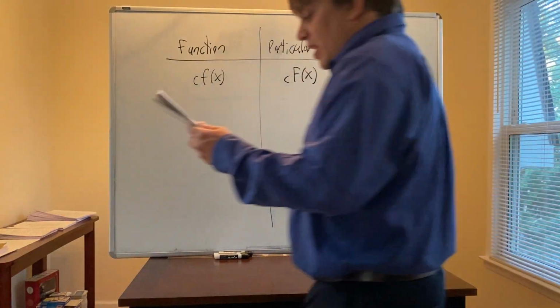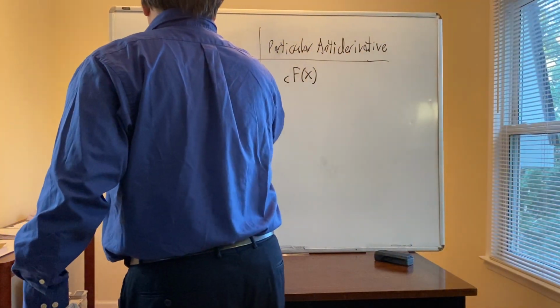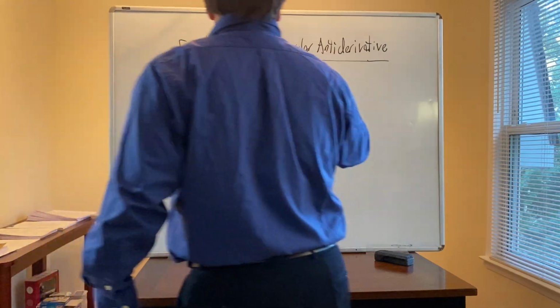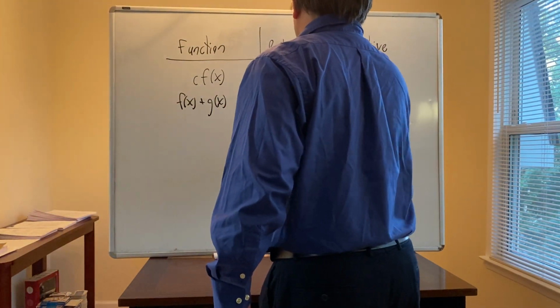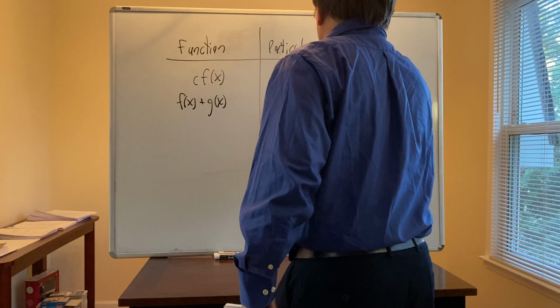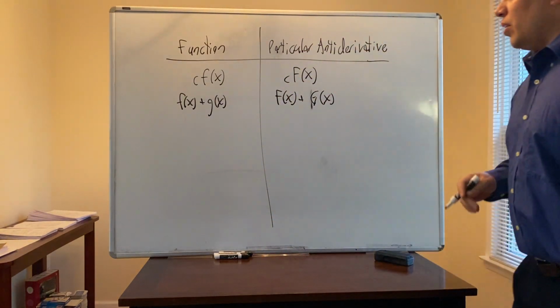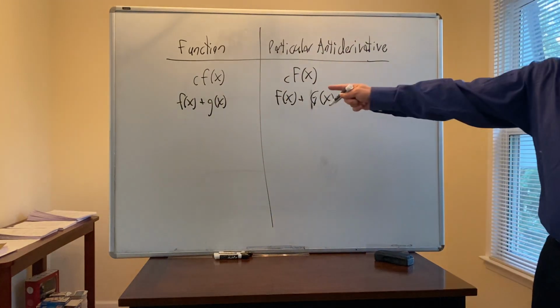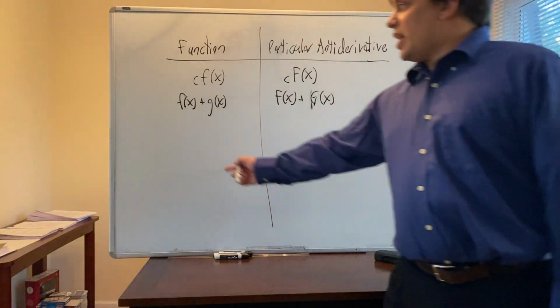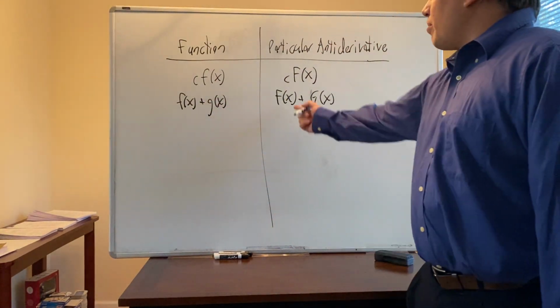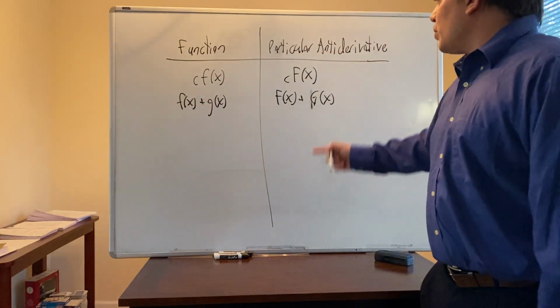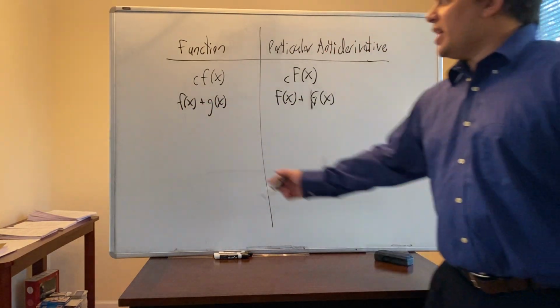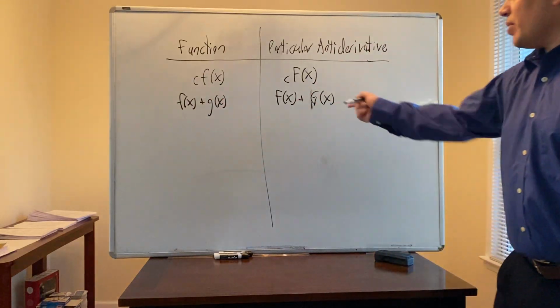Okay? Little f of x plus little g of x. A particular antiderivative is capital F of x plus capital G of x, where capital F and G are antiderivatives of little f and little g correspondingly, respectively. Okay? So if you have little f plus little g, capital F is an antiderivative of little f, and capital G is an antiderivative of little g, then an antiderivative of f plus g is capital F plus capital G.